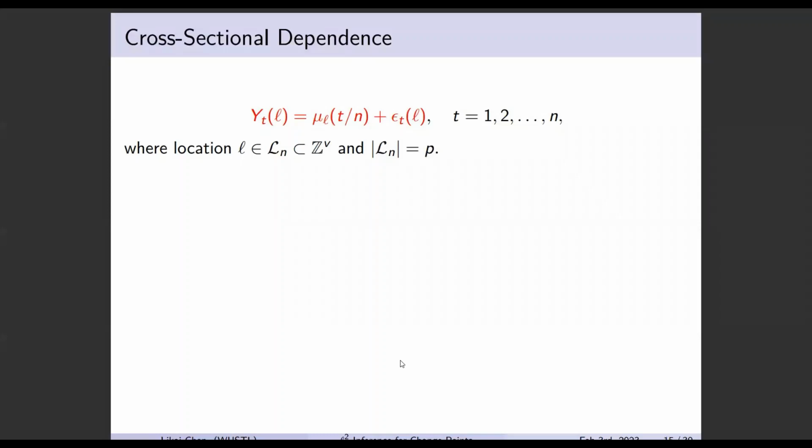Okay, so now we are ready to introduce the cross-sectional dependence structure. So previously, I just put location 1 to p together. So now I want to introduce the dependence for different locations. Here, each notation L corresponds to one location in a space V.